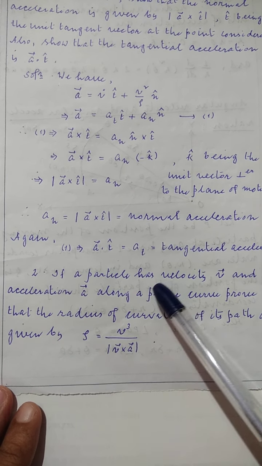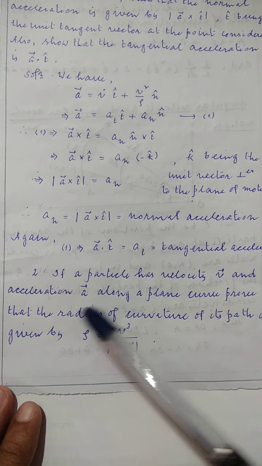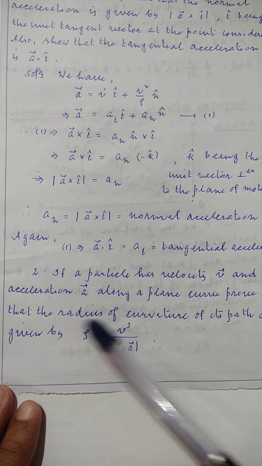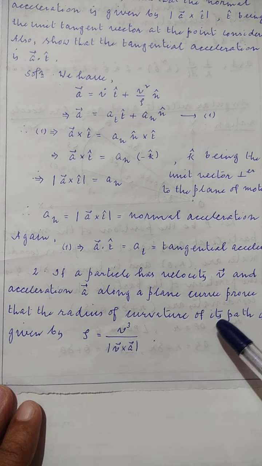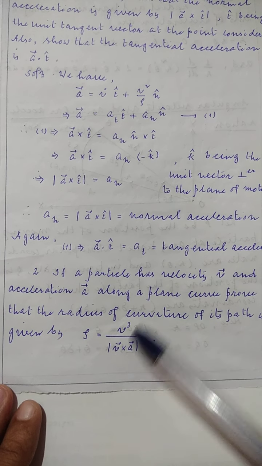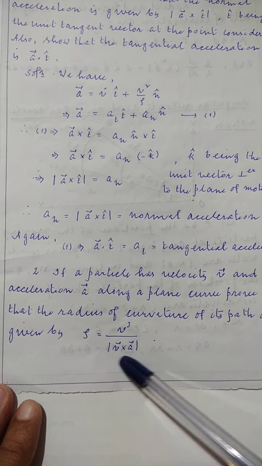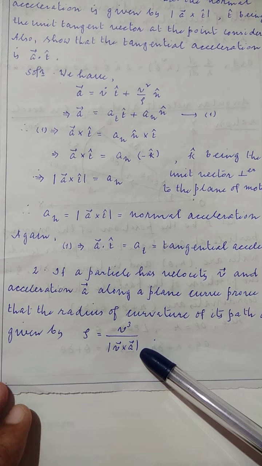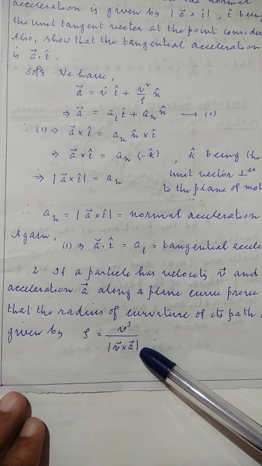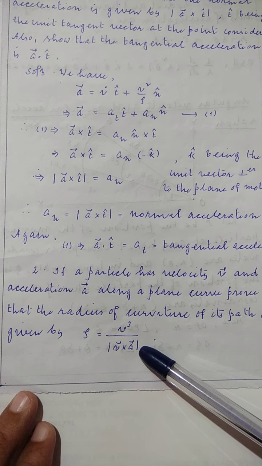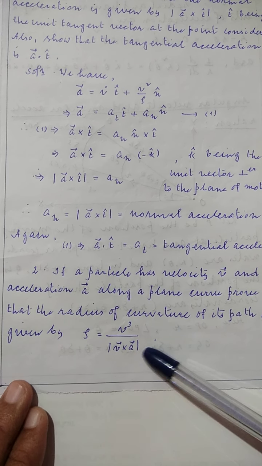If a particle has velocity v bar and acceleration a bar along a plane curve, prove that the radius of curvature of its path is given by rho equal to v cube divided by the magnitude of vector v cross vector a. Here we have to take the help of the expression of the tangential and normal components of velocity and acceleration. So we can start this way.